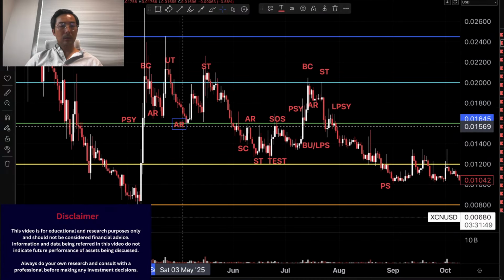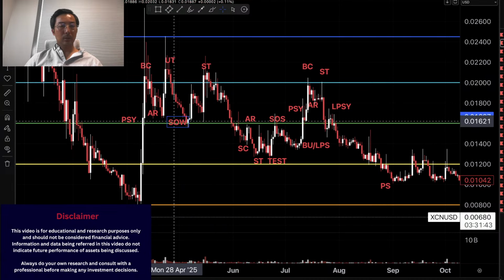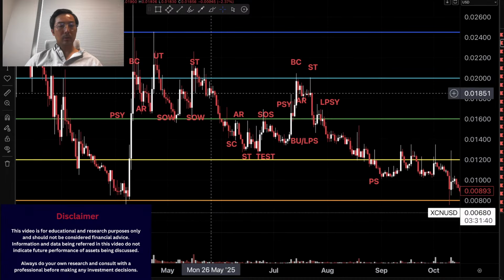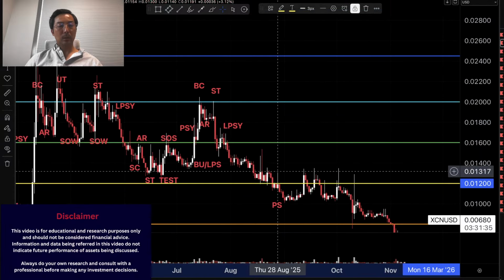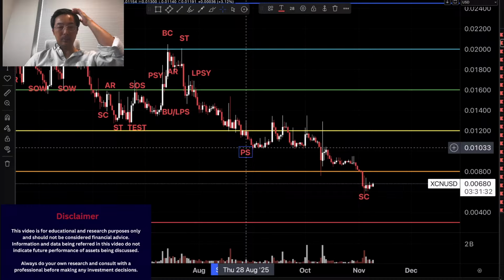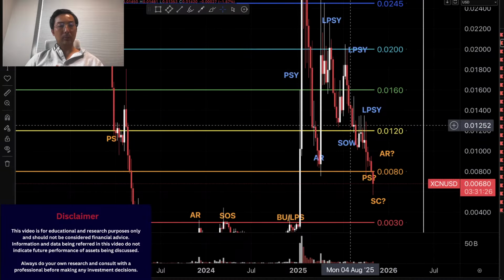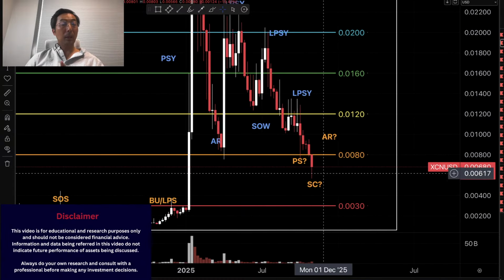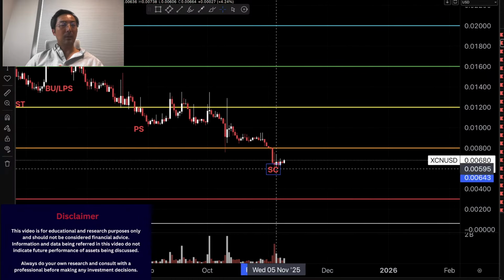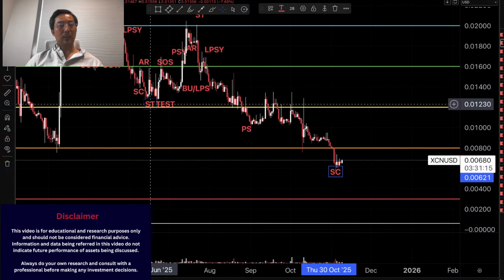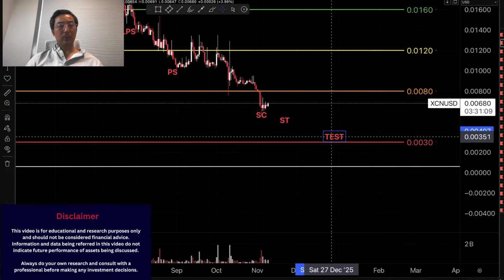The sign of weakness, 2 rounds, LPSY, multiple, then the accumulation. Now we are going through another one. Alright, and it keeps coming down, coming down, coming down, following what's happening right over there. That means it may not be over yet for the daily. So even that may be the selling climax, it can still have more tests that gets to lower level.